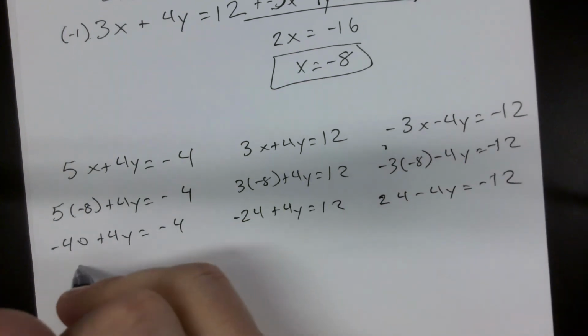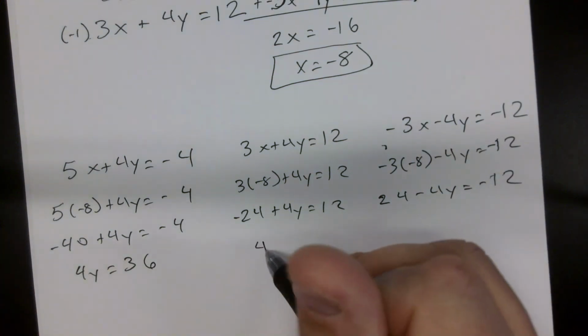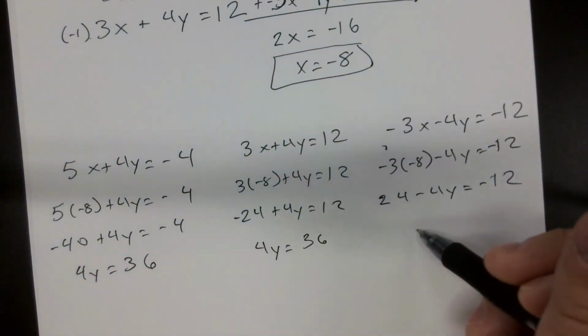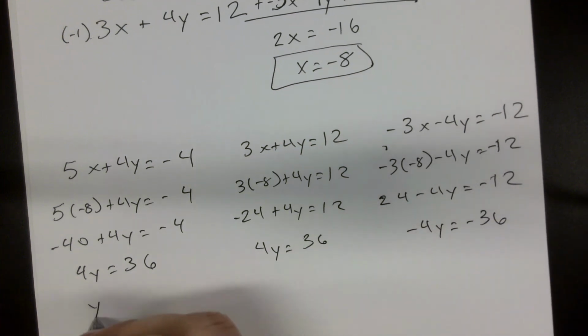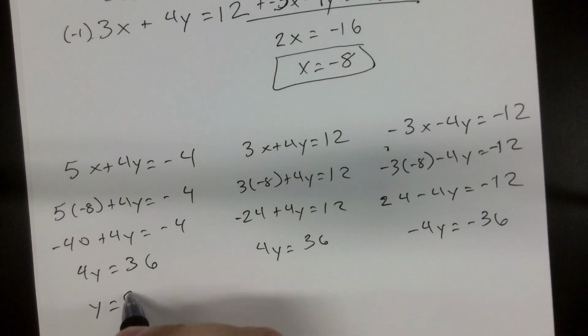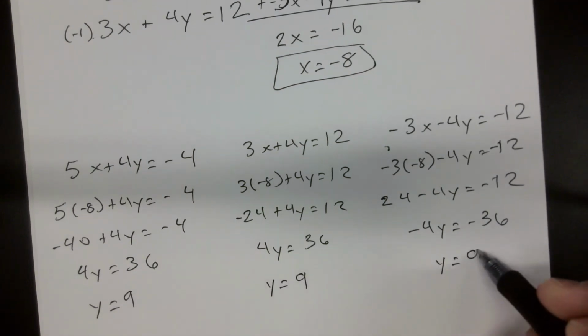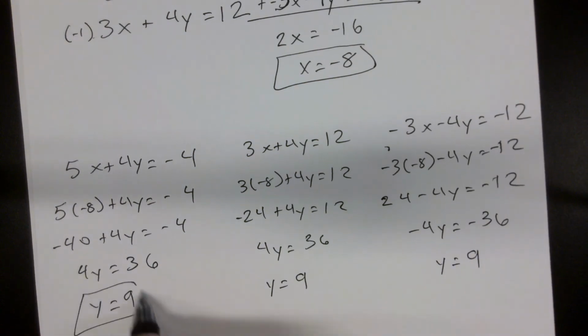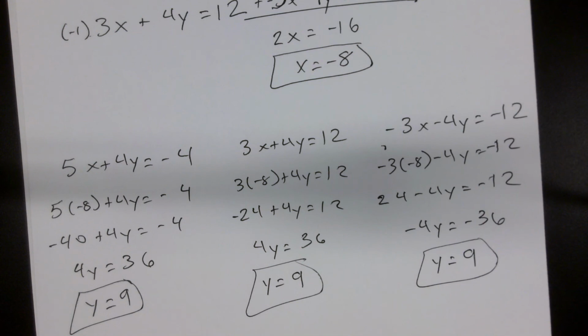Add 40 to both sides, so 4y equals 36. Negative 4y equals -36. y is going to equal 9. Doesn't matter which equation you plug it back into. That's wild, right? Okay, so 9. So who got them both right?